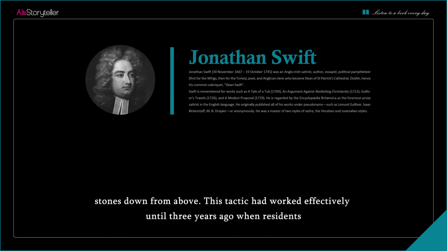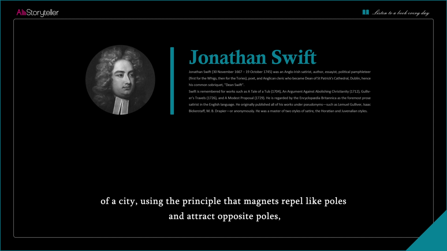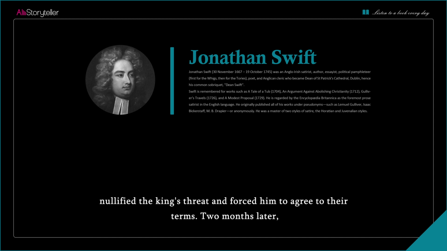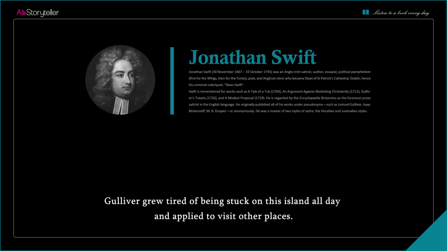This tactic had worked effectively until 3 years ago when residents of a city, using the principle that magnets repel like poles and attract opposite poles, nullified the king's threat and forced him to agree to their terms. 2 months later, Gulliver grew tired of being stuck on this island all day and applied to visit other places.